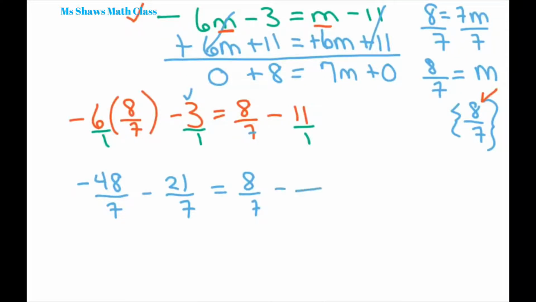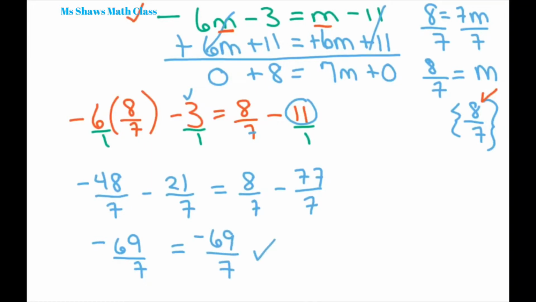All right, same thing here. I have put a 7 here. So 7 times 11 is 77. All right, now let's see what happens here. Negative 48 minus 21 is negative 69. And 8 minus 77 is going to be, let's see. Yeah, that's still going to be 69. So negative 69 divided by 7. So since they do equal, that means our solution is correct.